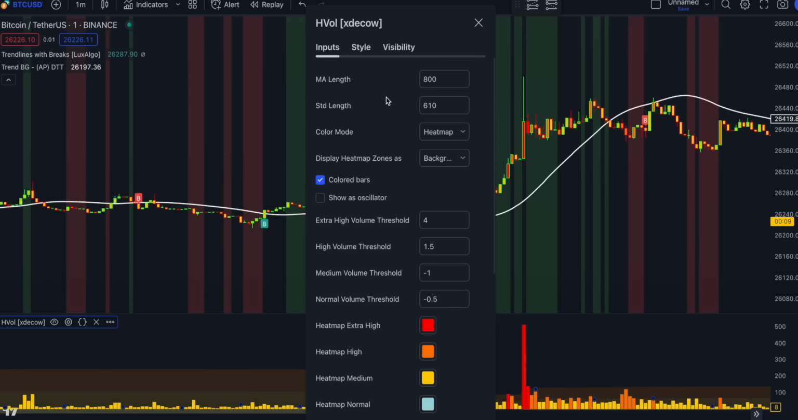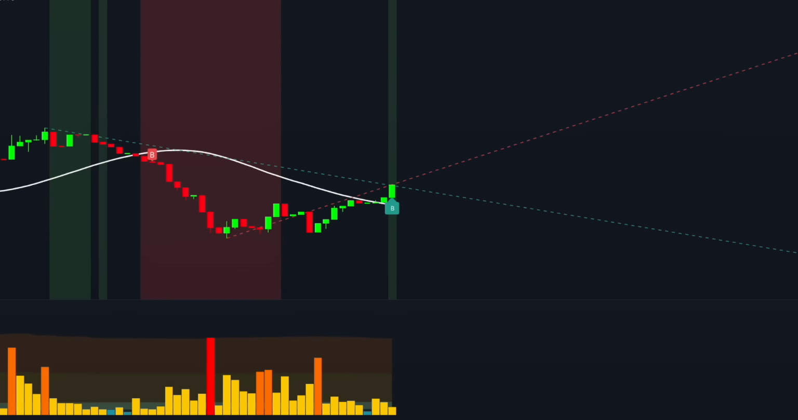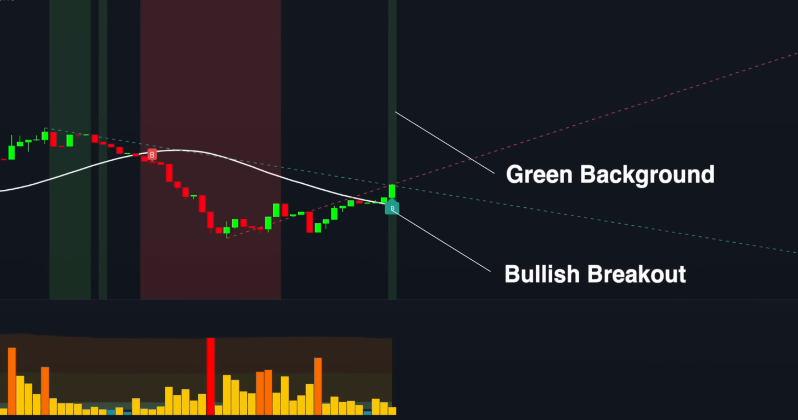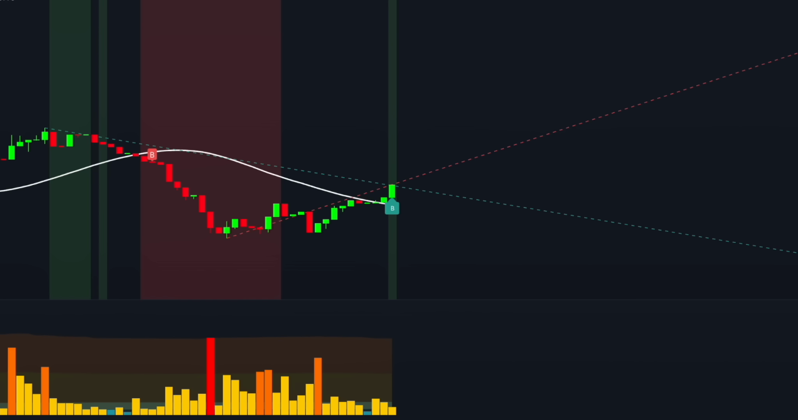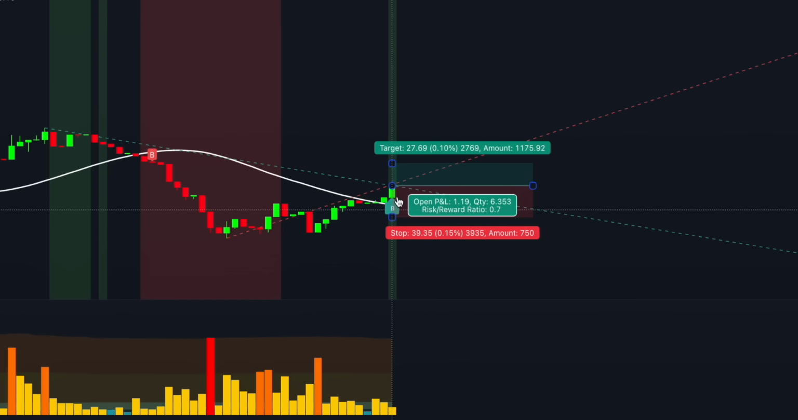So, what are the strategy's entry rules? Let's begin with long trades. When looking to buy, make sure the following rules are in place. A. There is a bullish price breakout. B. The trend background is green. C. The closing price is higher than the moving average. D. The heat map volume is either orange or yellow, in other words, high or medium. When the conditions are met, open a long trade at the close of the price bar with a target of around 2 times the risk.